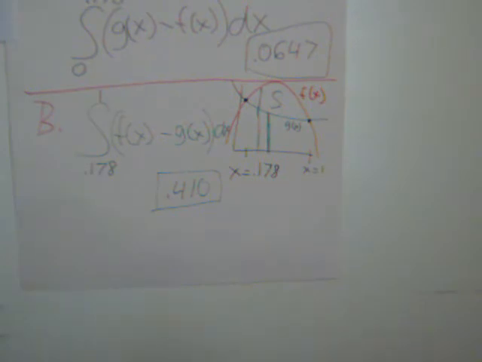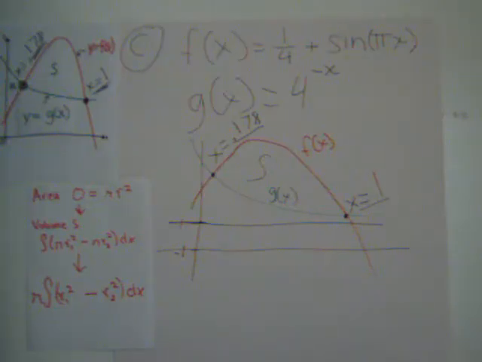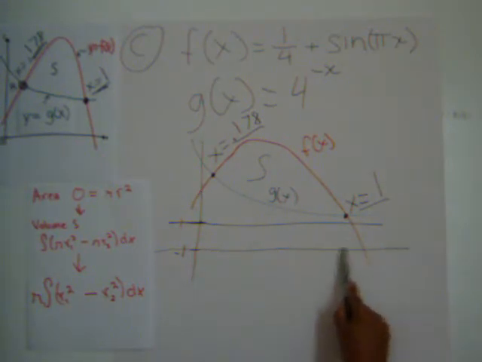Next, let's do C. For part C of the problem, the directions read, find the volume of the solid generated when S is revolved about the horizontal line y equals -1. As you can see, we already drew a new figure for you with the horizontal line y equals -1 on the bottom.